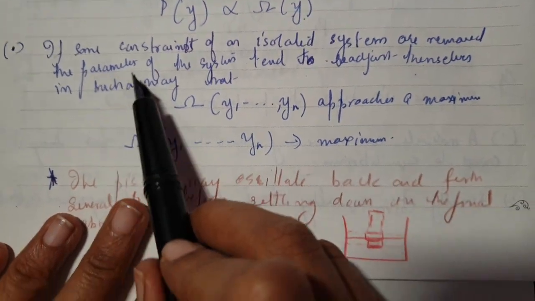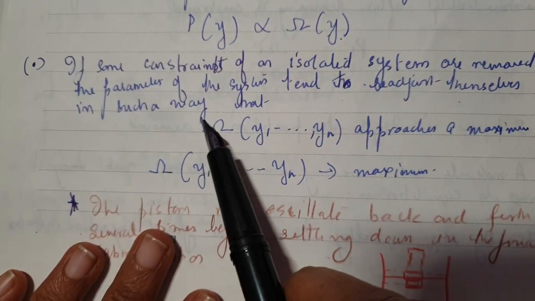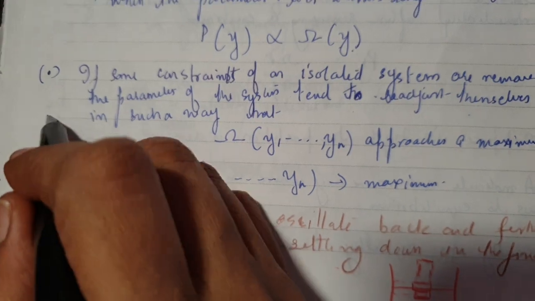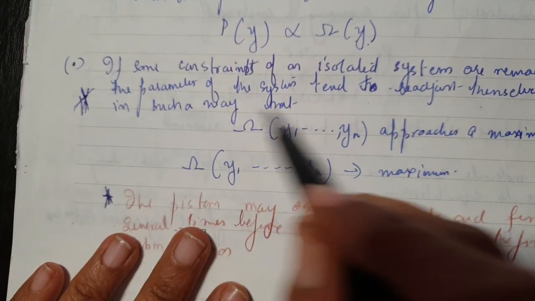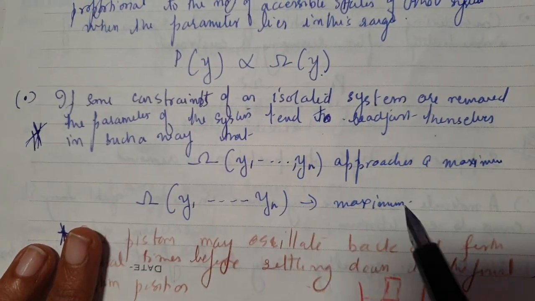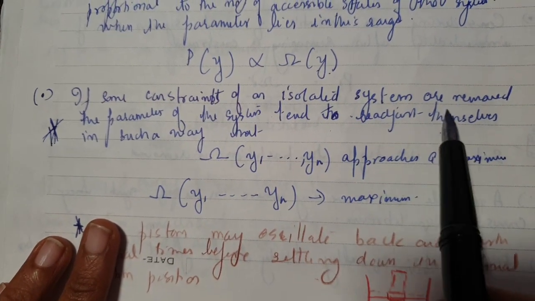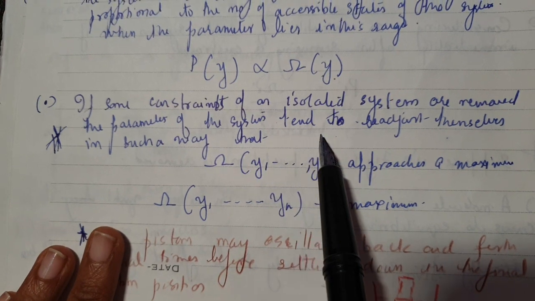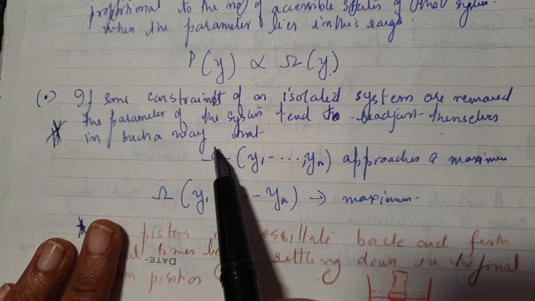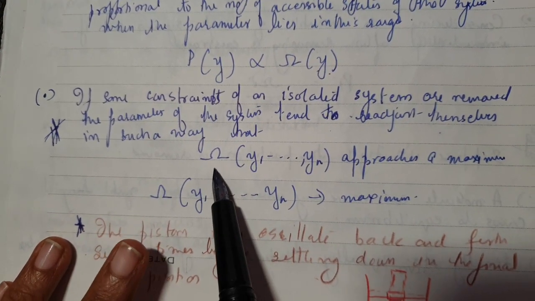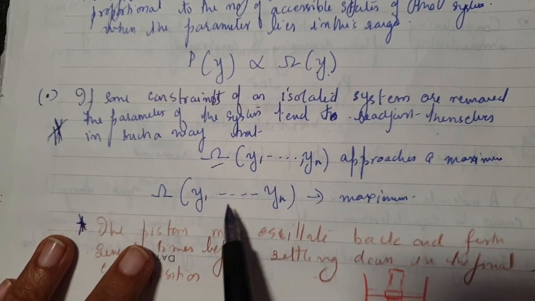So if some constraints of an isolated system are removed, this is a very important point. Like in the previous example I just said, we are just lifting the partition. So if constraints of an isolated system are removed, the parameters of the system tend to adjust themselves in such a way that the number of accessible states approaches a maximum.